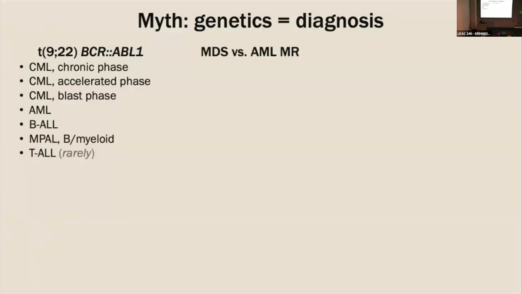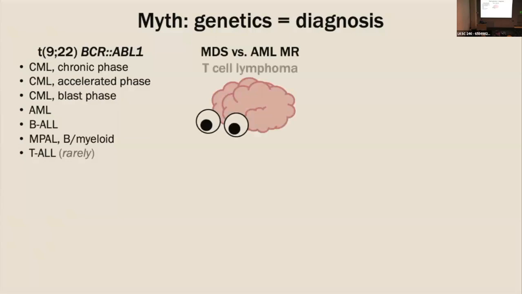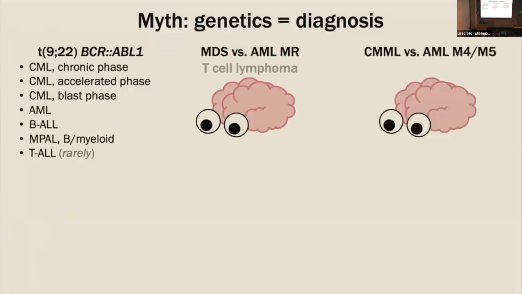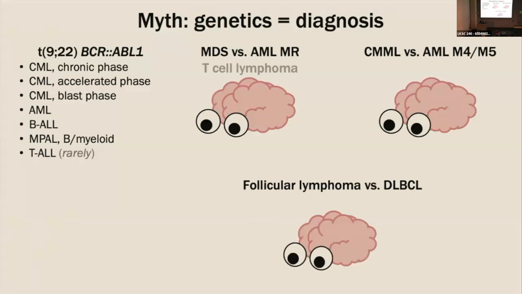And then what distinguishes MDS from AML myelodysplasia related, it's not sequencing, it's really just 2 eyeballs and a brain, microscopy. And sometimes antibodies can be helpful. CML, also T-cell lymphomas can have some of the same mutations, so that's also another problem. And CMML versus AML M4, M5, that's also classic 2 eyeballs and a brain, and even antibodies don't always help you here. And then follicular lymphoma versus large cell transformation is also a classic 2 eyeballs and a brain thing.